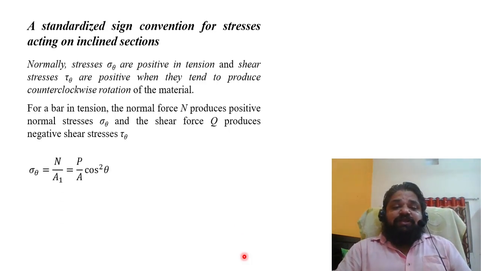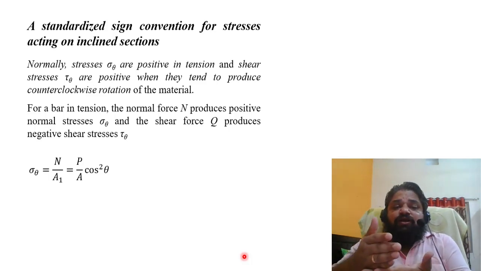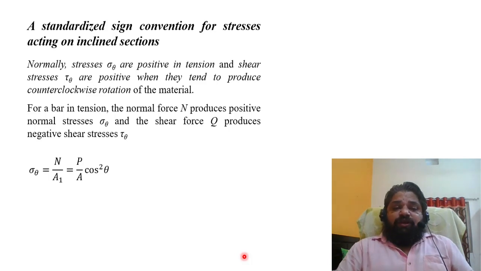And now sigma theta can be represented as whatever we read in the earlier case. Now it has been converted: sigma theta, that means the normal stress on the inclined plane, is equal to, earlier sigma is equal to P by A cos theta. And if I make theta equal to 0, it will be termed as P by A only.